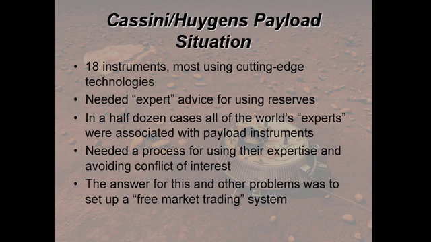We needed a process for using the expertise that we had on the project already, which was conflicted, and avoiding that conflict of interest. The answer to that, and to some other problems, was to set up a free market trading system so the people responsible for building the hardware could exchange dollars, mass, power, data rate, and so forth with each other.